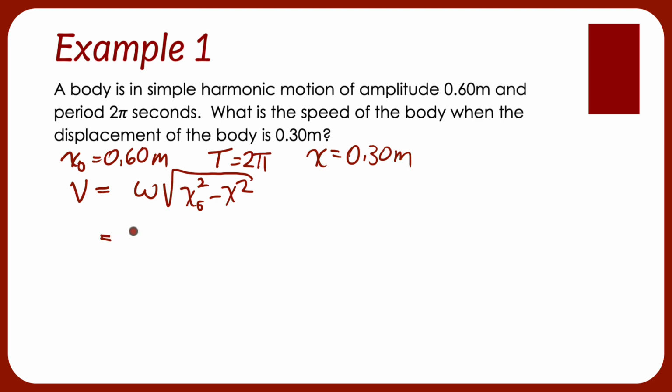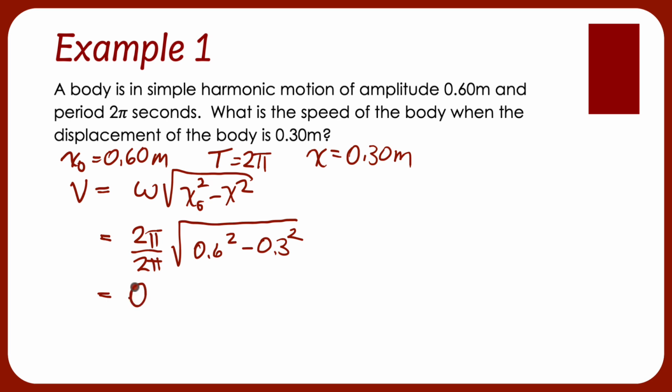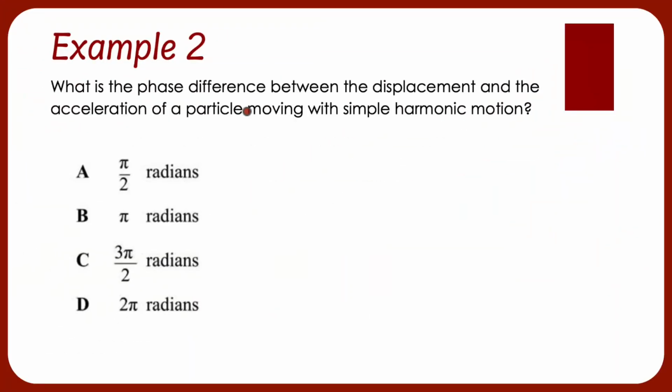Omega is 2 pi over the period, which in this case is 2 pi, times root 0.6 squared minus 0.3 squared. Don't get tempted just to say this root sign cancels out and all of this is 0.3, because order of operations means I have to do the squaring first, then subtract, and then the root sign. If I pick up my calculator, I get 0.52 meters per second.